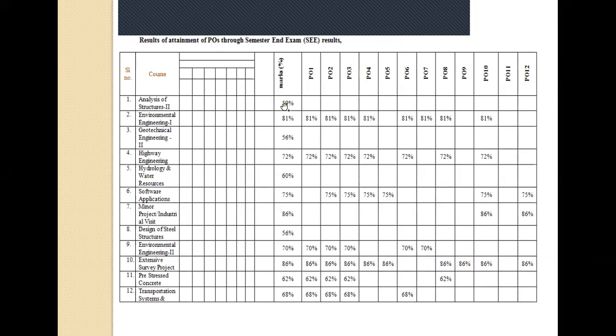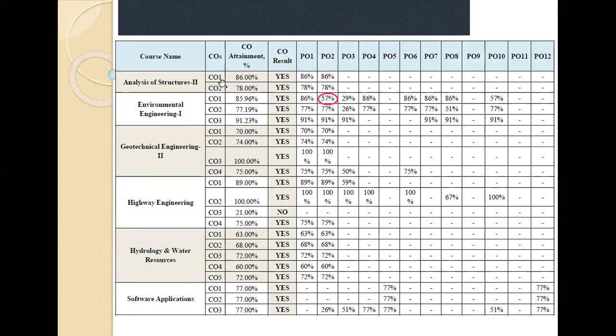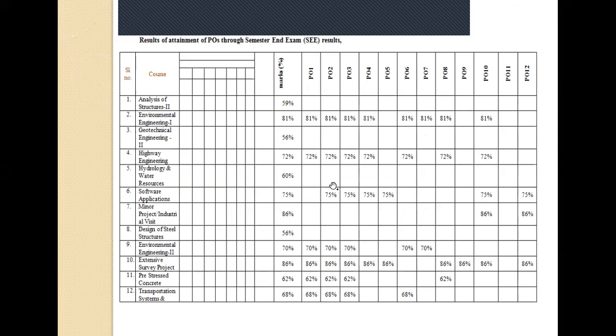If you remember analysis of structures, allow me to go back here. In analysis of structures, CO1 is mapped with PO1 as well as PO2, and obviously CO8 is also mapped with PO1 and PO2. But when it comes to the calculation here for analysis of structures, PO1 and PO2 do not come into the picture. The reason is that it has not attained the minimum average, that is 60%. As 60% is not attained, these two are not considered for the PO process with respect to end examinations. So they are not directly included with the COs.